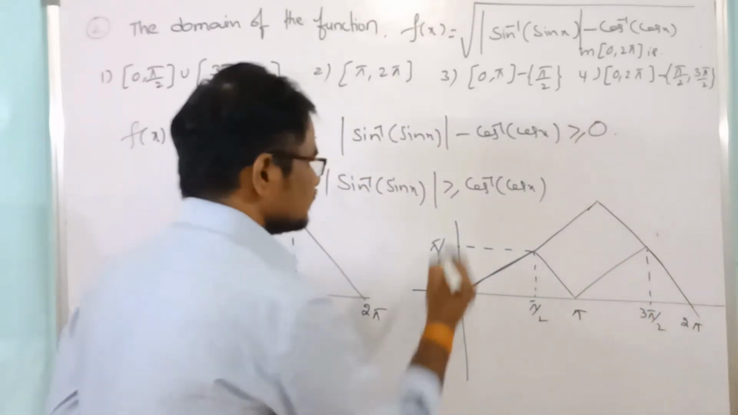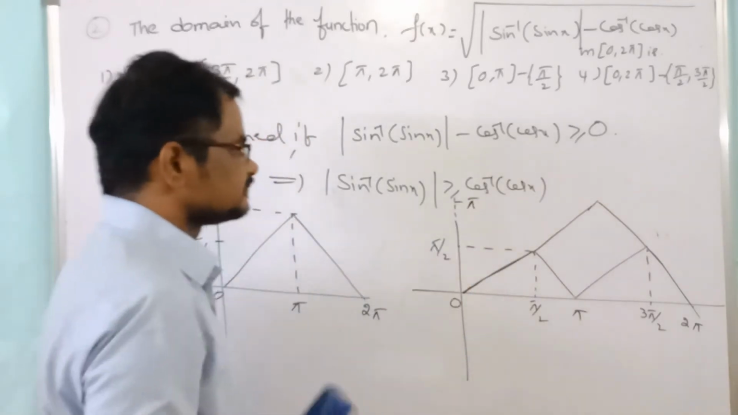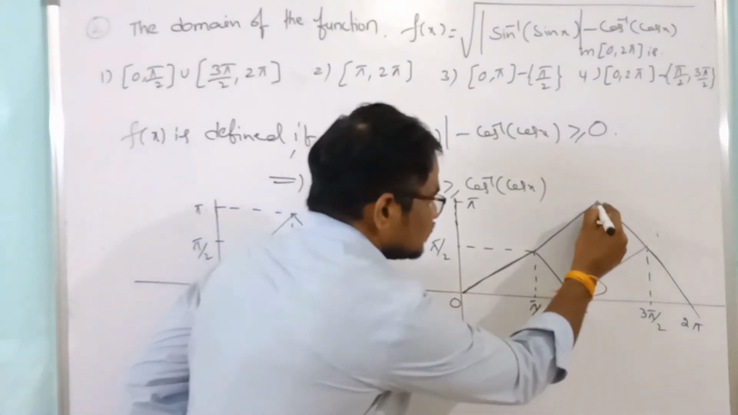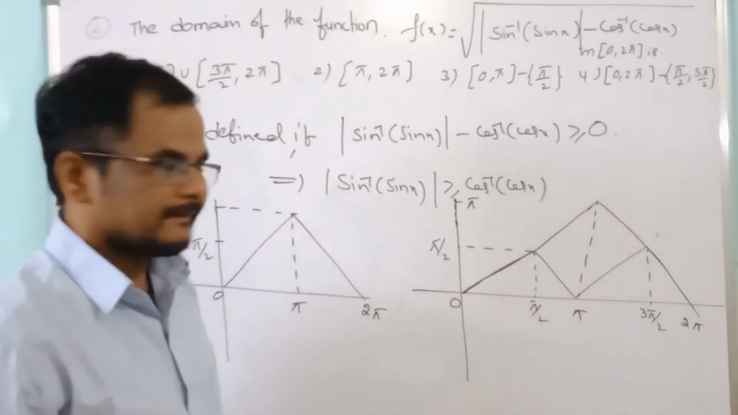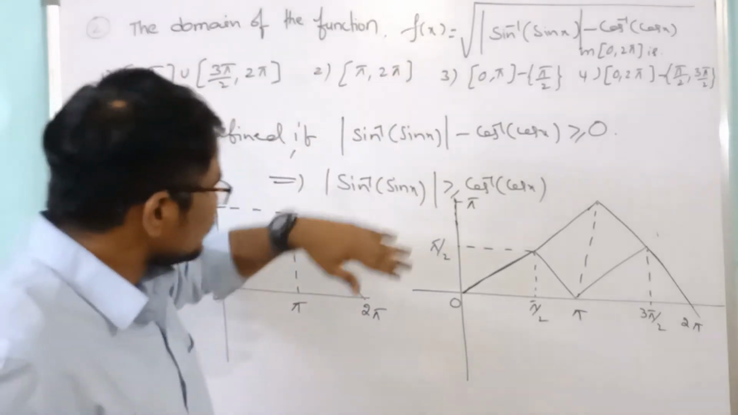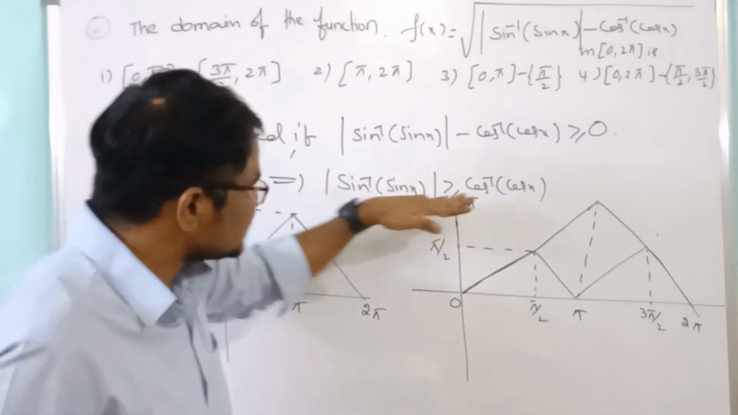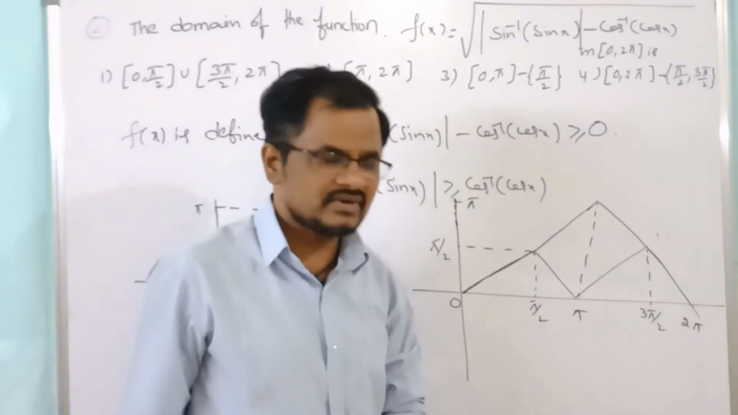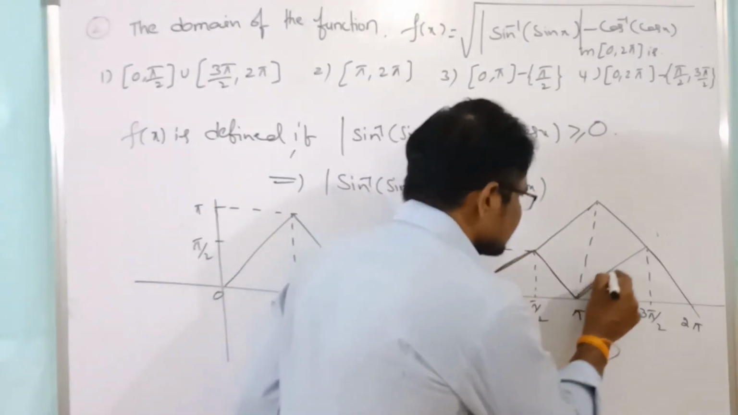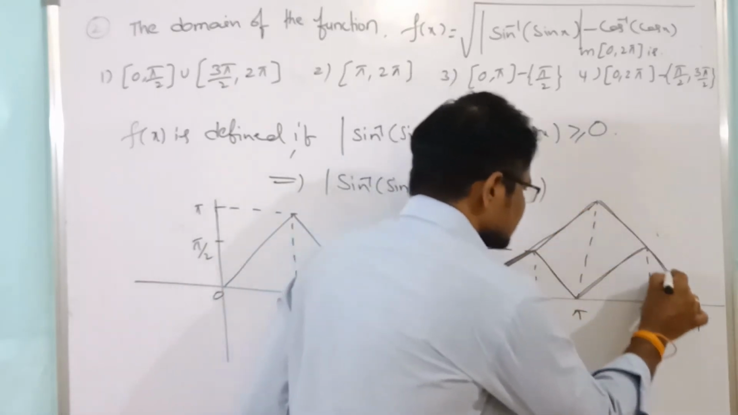Like this. Here this is pi, right? So like this. Okay. Now what you want is the values of x which satisfy the modulus of sin inverse of sin x greater than or equal to cos inverse of cos x. Once you see, this is modulus of sin inverse of sin x and this is cos inverse of cos x.